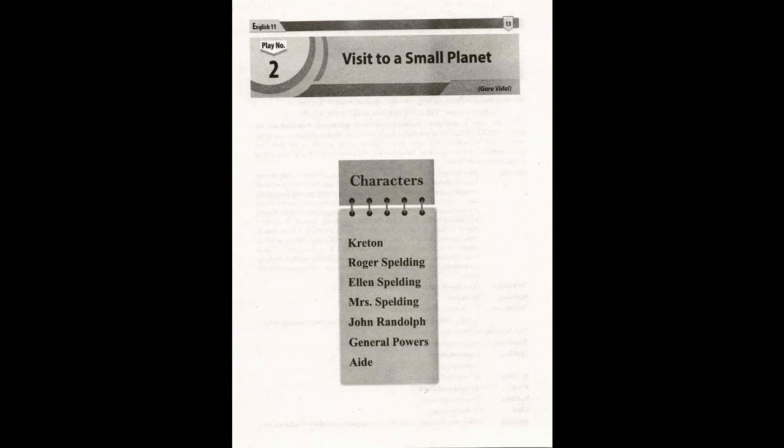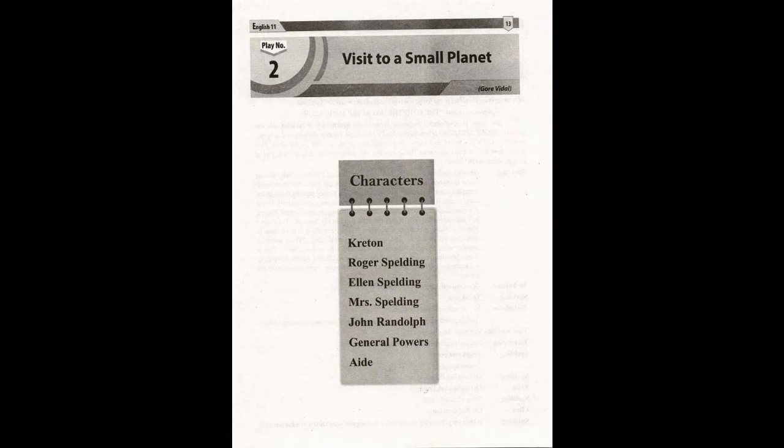Mr. Cretan, who is an alien from an unknown planet, lands in Roger Spelling's home. The second main character is Roger Spelling. Roger Spelling is a TV broadcaster or an anchor who hosts a TV show, a TV program on current affairs on the TV.